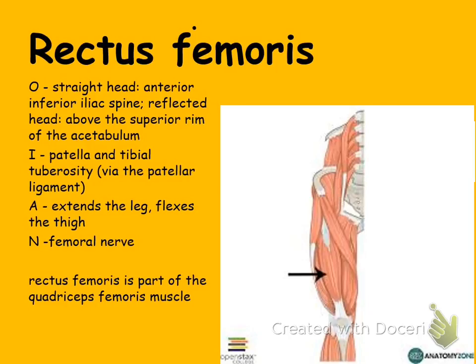Rectus femoris has a straight head, and it has this reflected head, which is kind of an inner way. So looking, it's down below. It inserts on the patella and the tibia, all the way across to the tibial tuberosity by way of the common patellar ligament. Extends the leg and flexes the thigh. Helps you bring your leg up and points your toe, like you're kicking. So quadriceps are good for that.